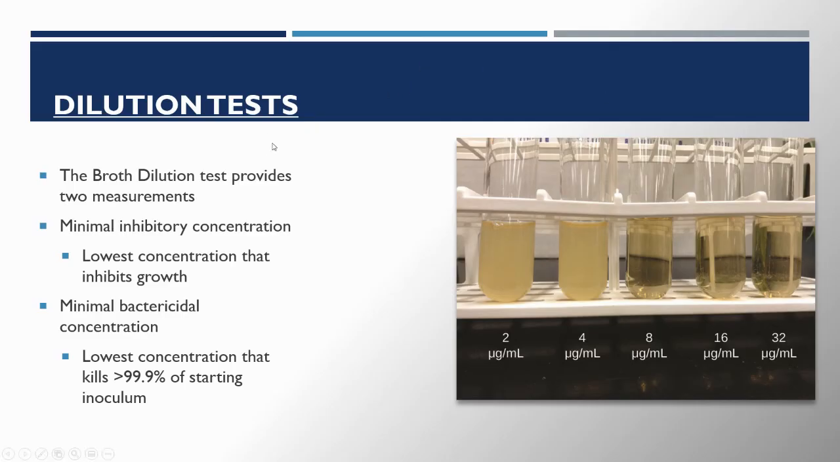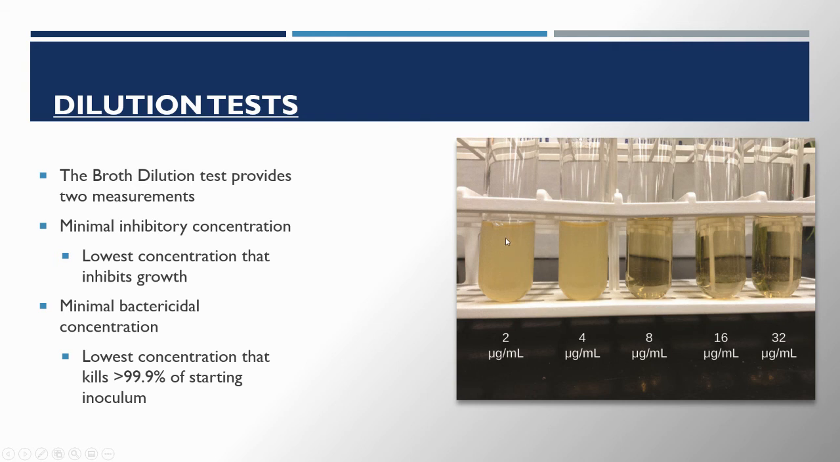All right. A broth dilution test is another way to determine the susceptibility. In broth dilution, I have a serial dilution, but what I'm diluting is the dosage, so the concentration of my antimicrobial. And what I'm looking for is the minimal inhibitory concentration. That's the lowest concentration that inhibits growth. I can also determine the minimal bactericidal concentration from this.